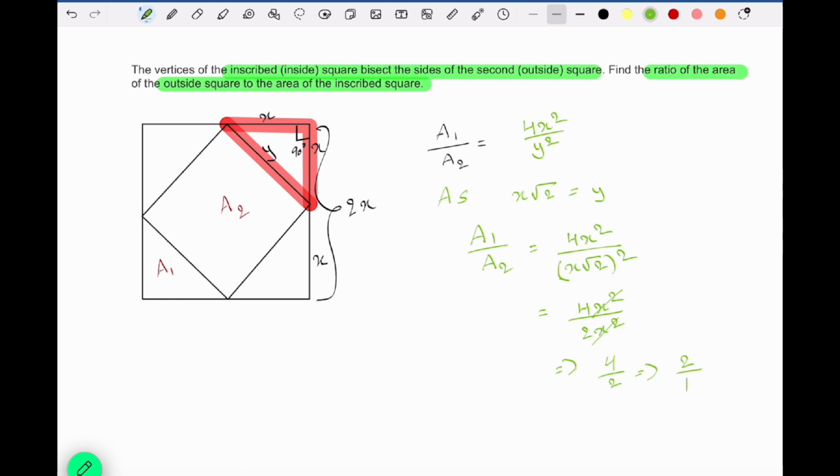So the ratio of the area of the outside square to the area of the inside square is equal to 2 over 1. It means the area of the outside square is 2 times the area of the inside square.